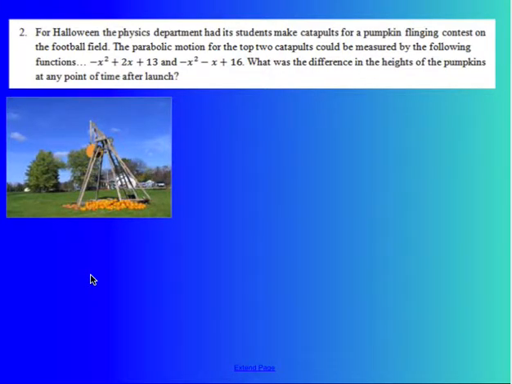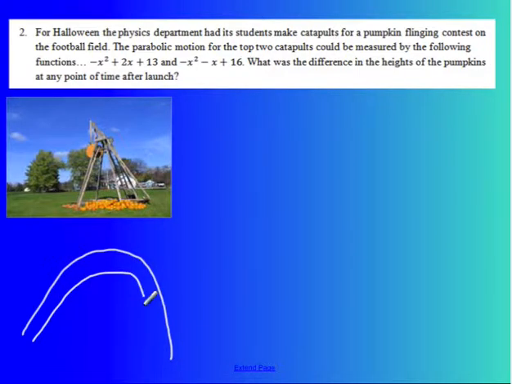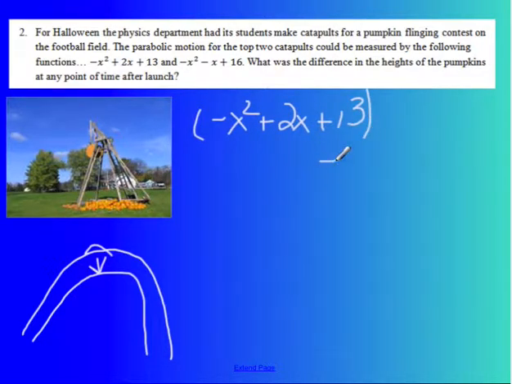So when you launch pumpkins, it kind of goes like this. And then there's going to be maybe a pumpkin that doesn't quite go as high. So we want to find that distance in there. What we're going to do is take the first one, negative x squared plus 2x plus 13, and subtract off the second one, negative x squared minus x plus 16. In order to do that, remember when you're subtracting, you need to change the signs of everything. So let's set up our columns.